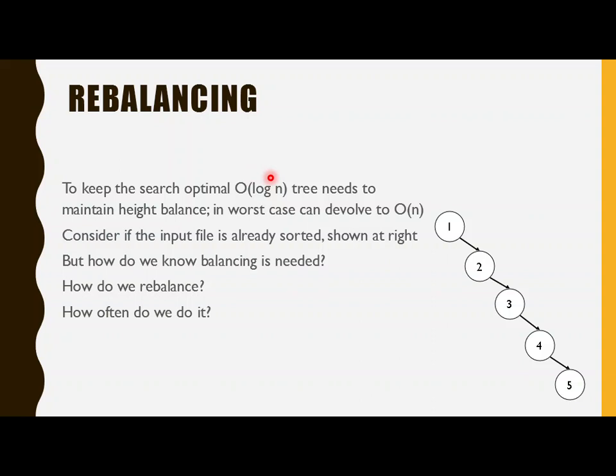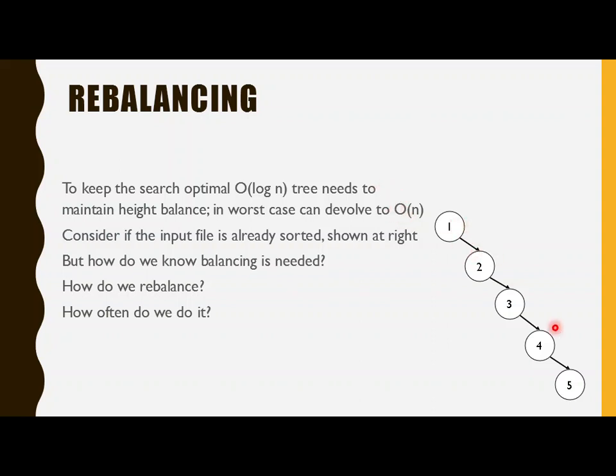So we want to keep that optimal complexity, right? We like big O of log n. That's a sweet, sweet number. So we want to keep that. But what happens if the tree is not height balanced? Then it loses that property. In fact, it starts moving from log n to being a linear algorithm, which is big O of n.